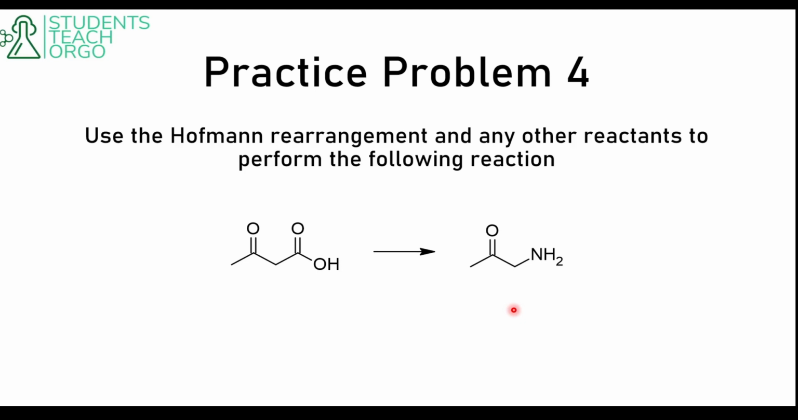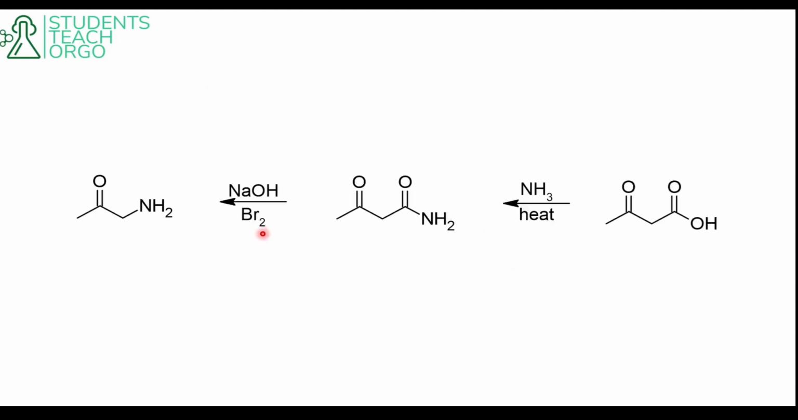Okay, so for the Hofmann rearrangement, we need to begin with an amide. So first we have to convert this precursor to an amide, and then we can react it with NaOH and Br2, and then do the rest of the Hofmann rearrangement. So mechanistically, working backwards, here's our product, right?